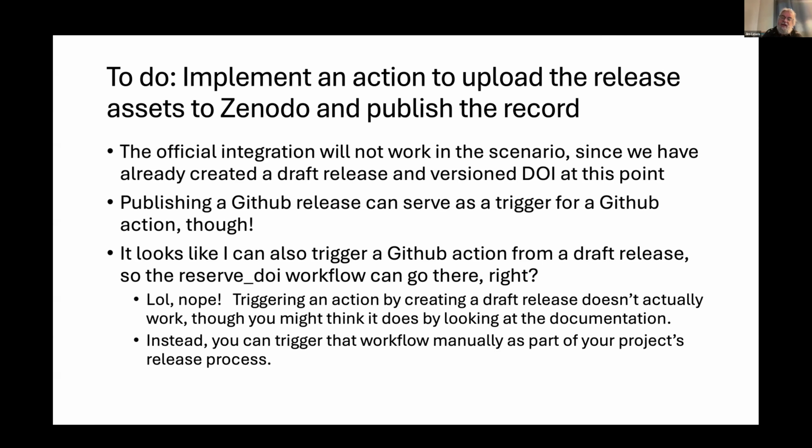Unfortunately, even though you might think that would work by looking at the GitHub documentation, if you dig a little deeper, you find out that creating a draft release in GitHub doesn't actually, you can't use that as a trigger on a workflow, which is kind of a bummer. But you can trigger that workflow manually. You can just browse to that workflow on GitHub, and if you set things up right, there's a button there to run it manually, and you could use that to kick off the creation of this draft release.